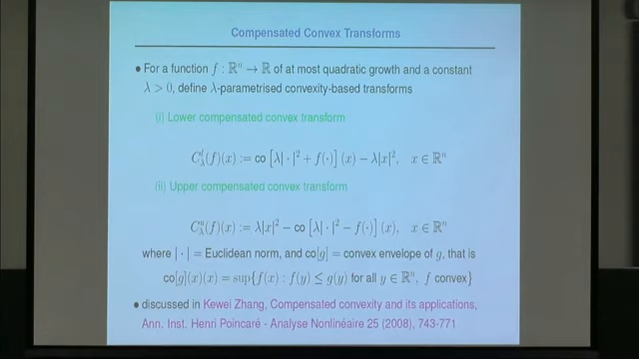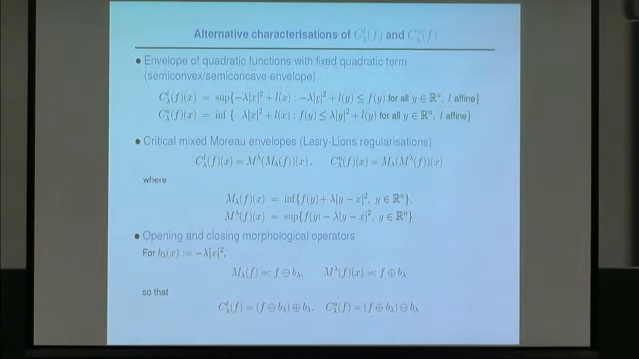let me make some connections with some other areas, because these are connected to some other concepts. There are some alternative characterizations of the upper and lower transforms, which it's important to note, both from the point of view of credit and also because sometimes one can use some of these properties to get different proofs of some of our results.